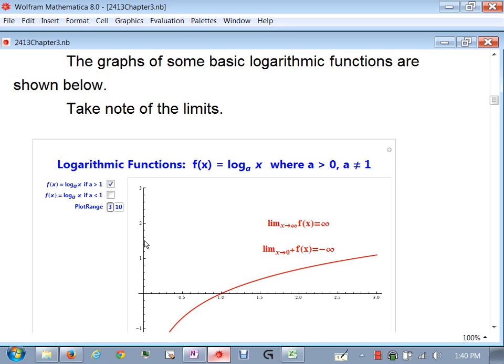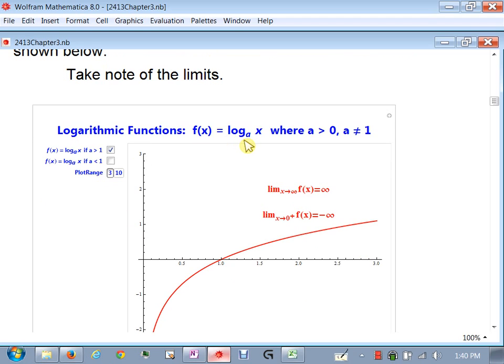So this is what all log functions look like. They all have to have a base. That base must be a positive number, and that base can't be 1, just like with exponentials. And the reason why is because it's the inverse. So whatever applies to the exponential has to also apply for the log. So that has to be bigger than 0 and not 1. If the a is bigger than 1, this is what it looks like. So let's talk about the properties of this graph.